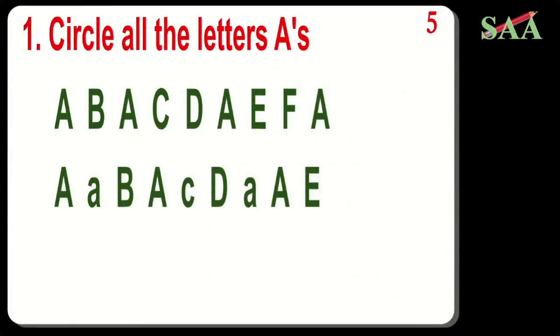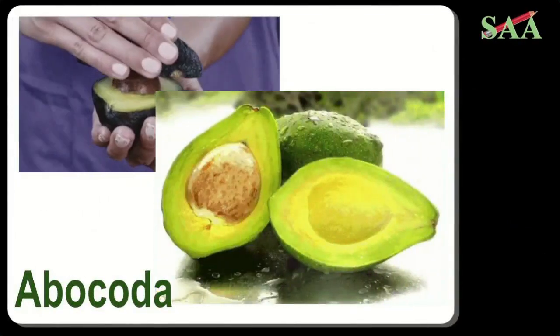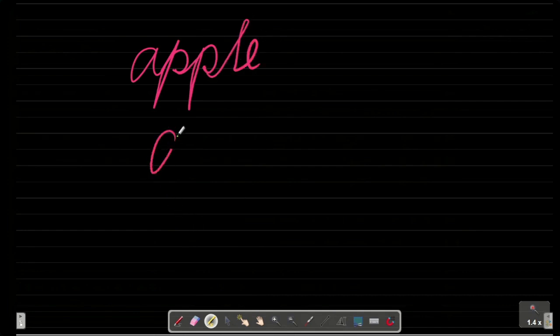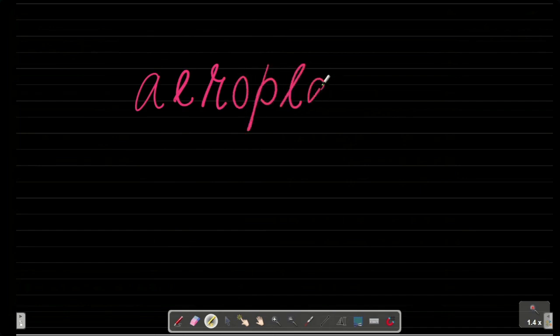Now, Gaurav, what do we do? We write the words. Yes. Write the words one by one. Look at the board here. Apple. A. P. Okay. P. L. E. One by one, how to write? A. P. P. L. E. Apple. Right? Aeroplane. A. E. R. O. P. L. A. N. E.